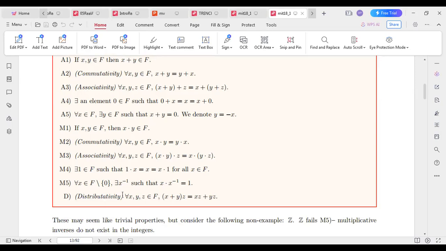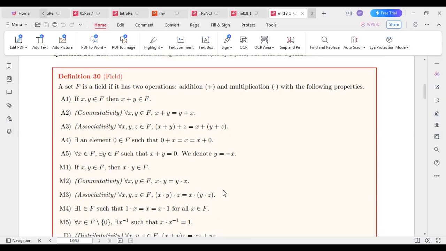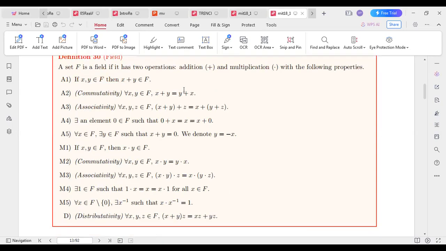Similarly, the distributive law is a combined law of addition and multiplication. So x plus y, into z, equals xz plus yz, where x, y, z belong to F. So actually, this is the definition of a field, or the properties of a field.